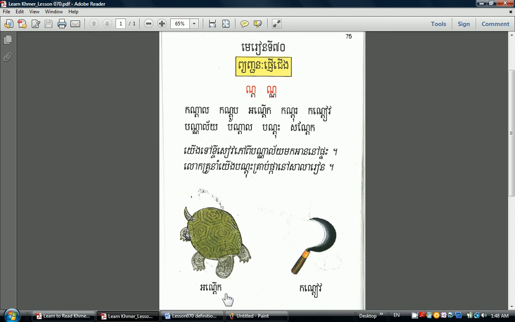This first picture here is red on dark. And the second picture is red con điếu. So we have now finished our lesson 70.